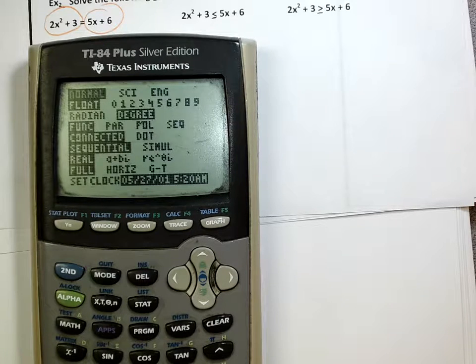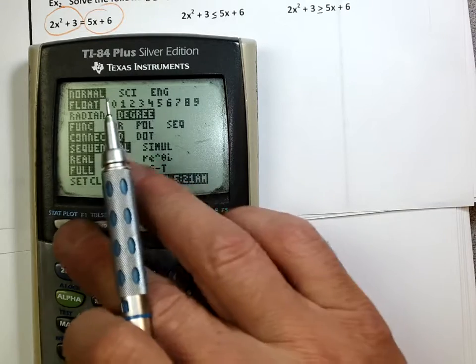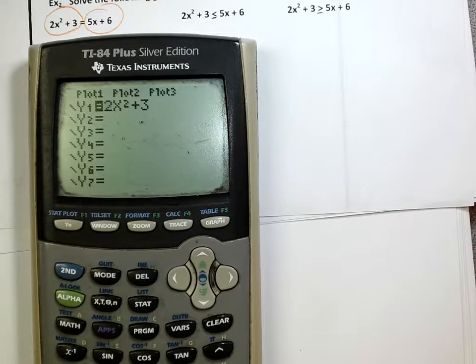You've got to go to mode. Everybody have it in function mode? It's really important. We're talking about functions, aren't we? Our entire chapter is about functions, so we've got to have our calculator in function mode. Some of you had it in parametric, and some of you had it in polar. We're not going to talk about that until June. So y equals, and I'll wait for you.